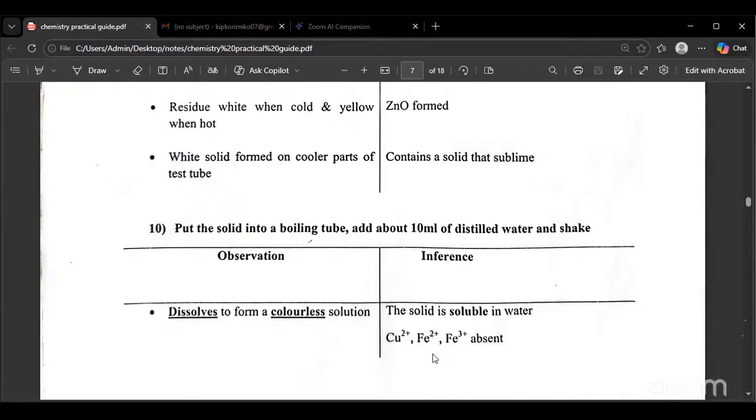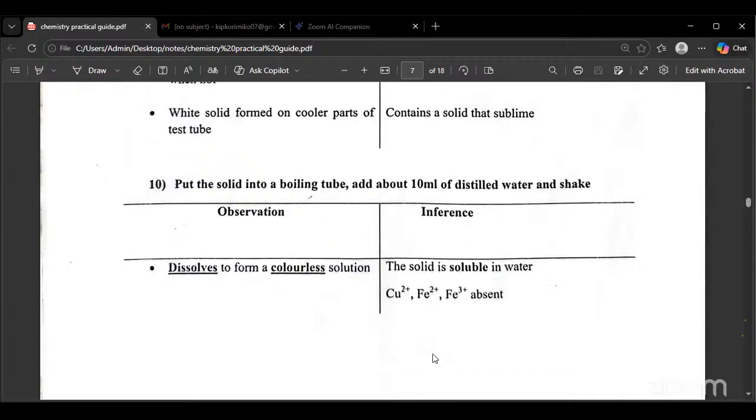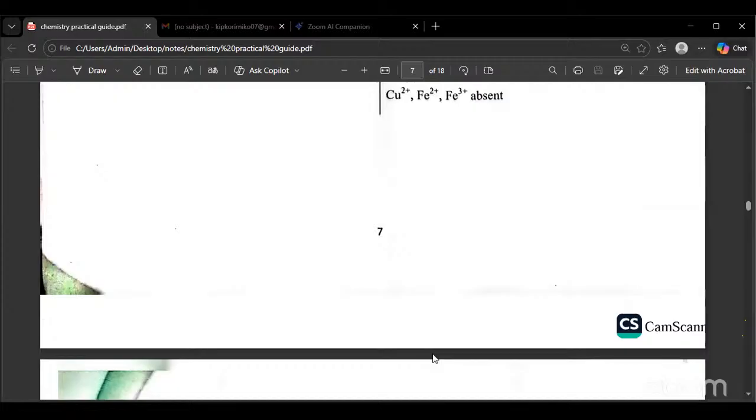Because it is soluble and forms a colorless solution, you can say the colored ions are absent. So you can say copper ions, iron 2 ions, iron 3 ions absent. Hakuna colored ions, ndio? Or you can say there's another answer for this one, which is that it is a polar or non-polar substance. So find out about polar and non-polar substances.